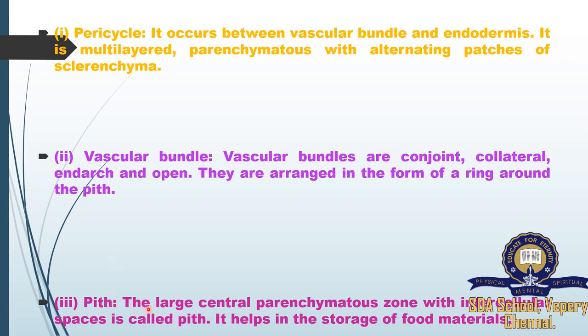Next, pith. The large central parenchymatous zone with intercellular spaces is called pith. In the last class also we studied the internal structure of root. The pith forms a circle-like structure, and the space inside is the pith. It helps in the storage of food materials. In that space, the pith stores food materials.